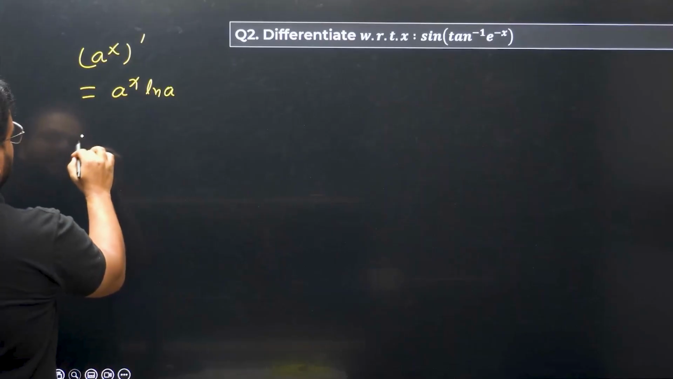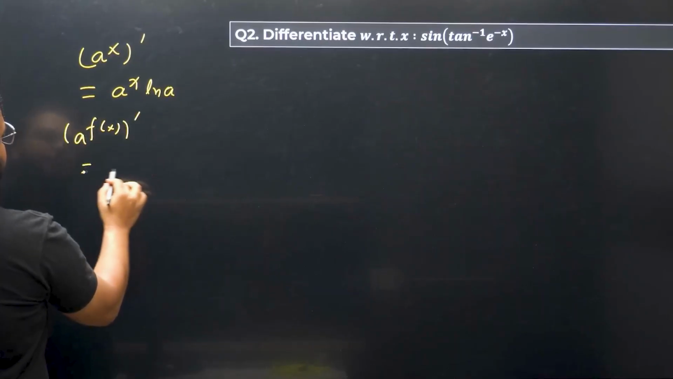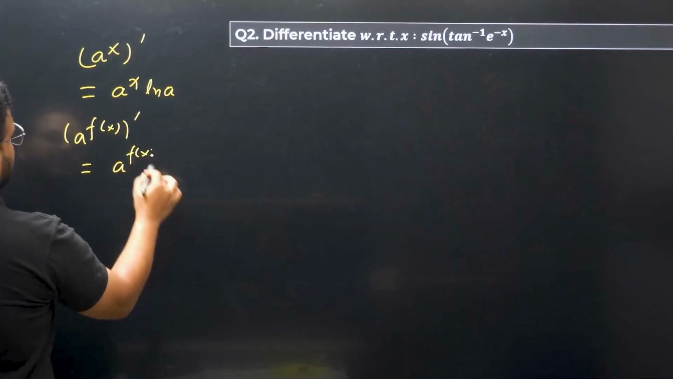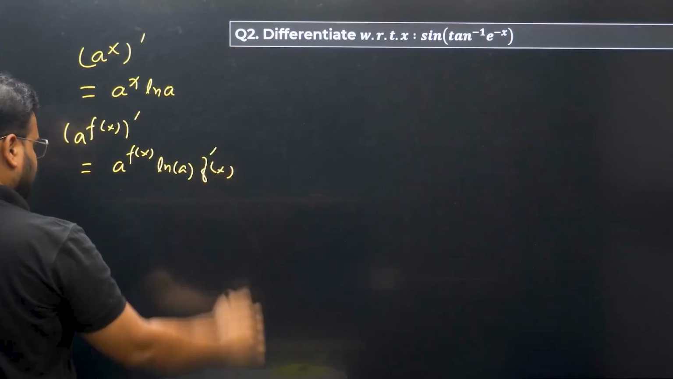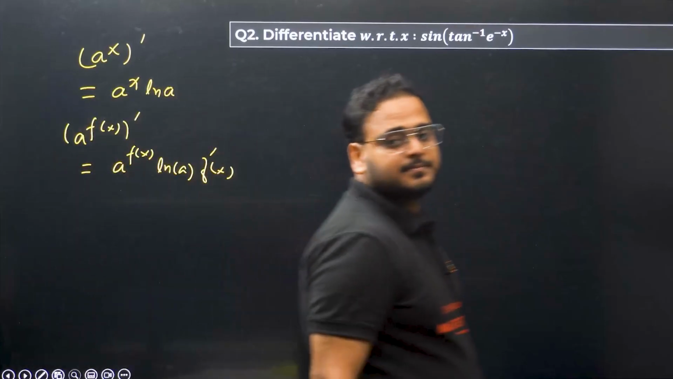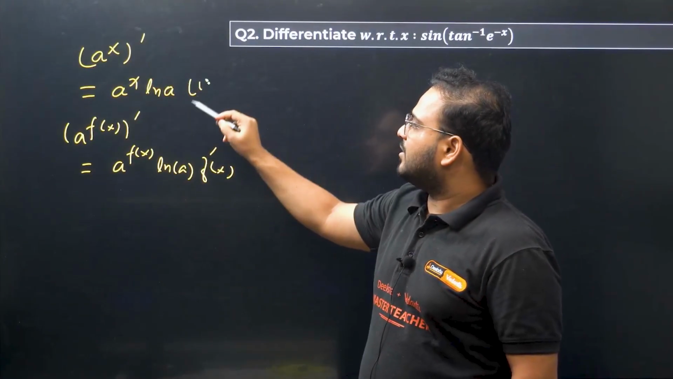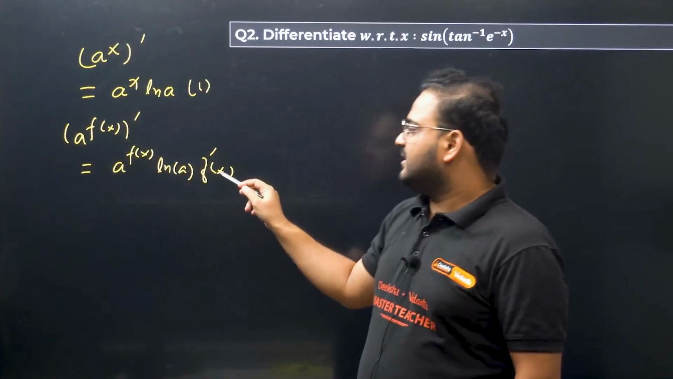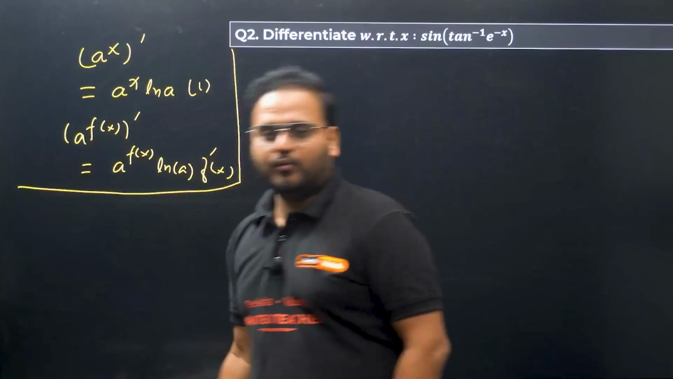So if you have, let's say, a power f(x), what is going to be the derivative of this? It will become a power f(x), again ln a, and of course the derivative of f(x), so f dash of x. Please check. In this case, the derivative of x is 1, right? That's why it's not written over here, but for f(x), the derivative will be f dash of x. That's the formula mentioned to you over there.